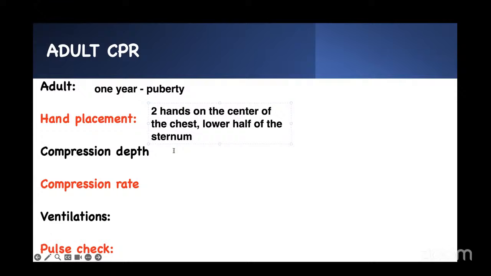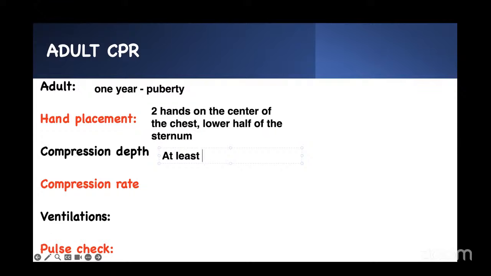Now, this is the biggest one. Compression depth. Who knows what depth you should compress for an adult CPR? There's so much information out there, but there's specific test information that they may ask you. You can put it in the comment, but I want you to pay attention. This word is very important. It can change the answer. At least is the key. If you don't see at least there, don't pick it.